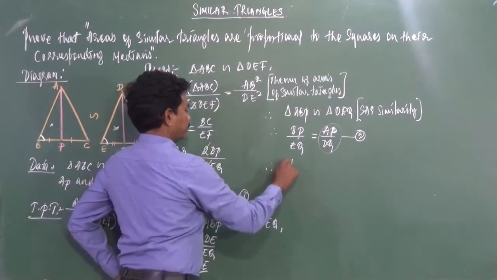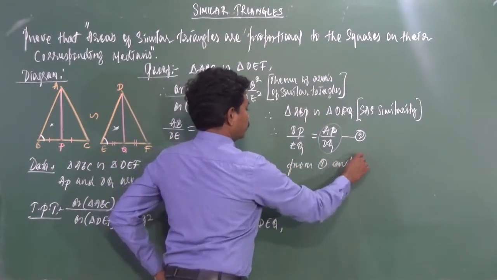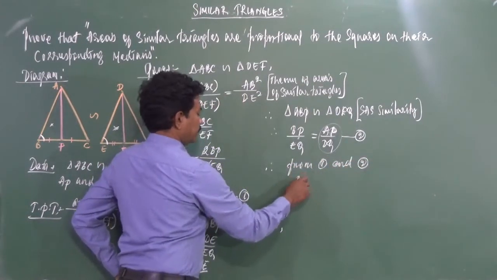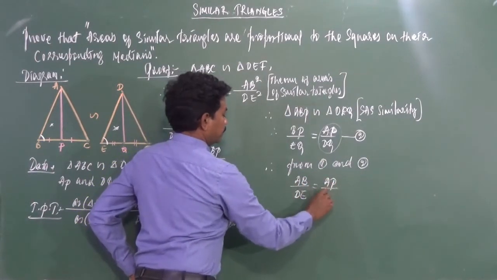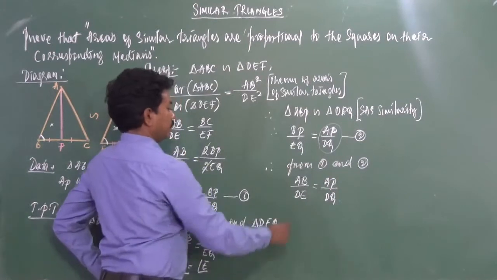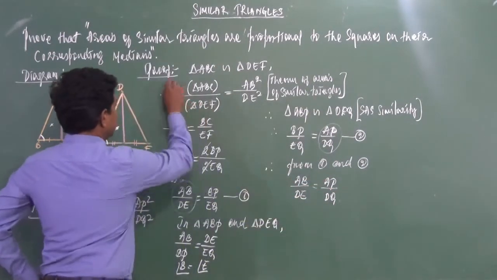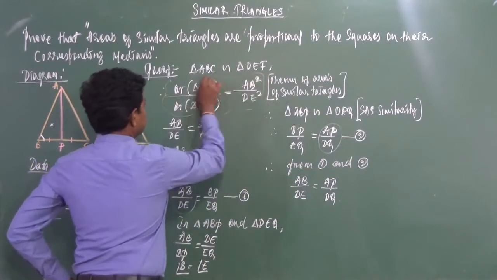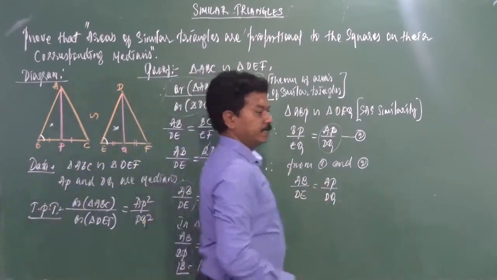So therefore, from equations 1 and 2, AB by DE is equal to AP by DQ. So as now we have proved that AB by DE is equal to AP by DQ, inside this, instead of AB by DE, we can substitute AP by DQ.